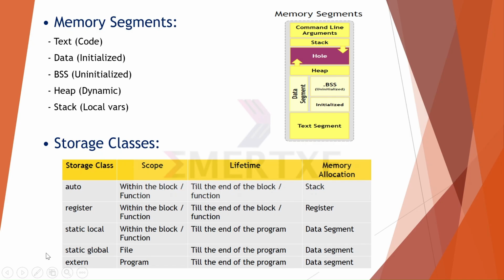Extern is used to share a function from one file to another, so we can use a function defined in one file in another file. Static global is used to declare a function or variable globally within a file. Static local is used to declare it locally, etc.